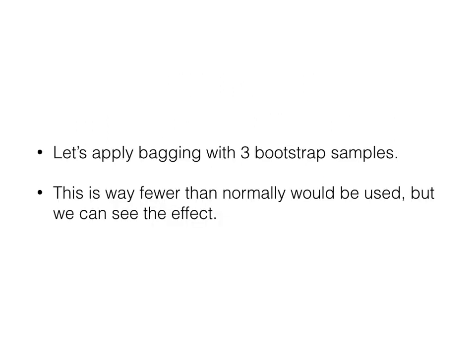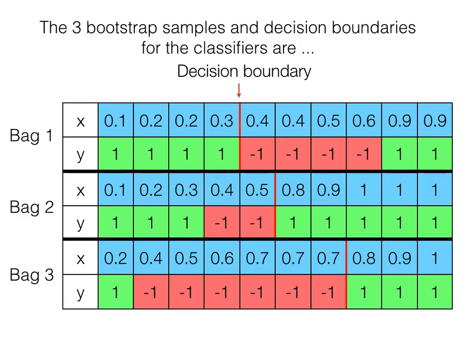So let's look at how we can get a better result if we use bagging. So we're going to just do 3 bootstrap samples. Usually this is way fewer than you would normally use, but I'm just trying to illustrate how it will work. And I didn't want to do 20 of them, it'll be too boring for you. So here are our bootstrap samples, and also the decision boundaries that make sense.